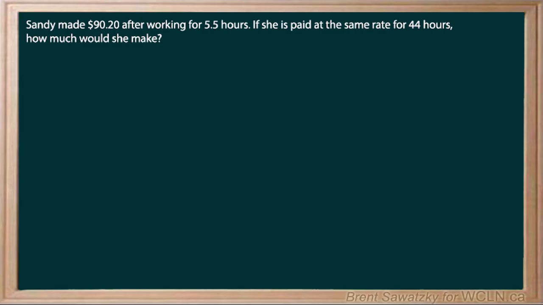So first of all, what we could do is we could say she is making $90.20 for 5.5 hours of work. And that's perfectly good. And we could calculate that out as a unit rate, which we'll show in a second. Or another way is we could just say, well, let's come up with an equivalent rate.